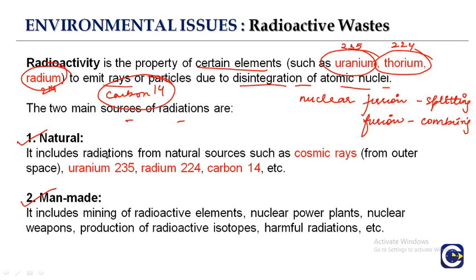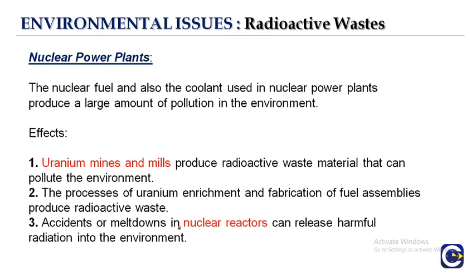Natural sources include cosmic rays, which are coming from outer space, and elements like uranium 235, radium 224, carbon 14, etc. And we have man-made sources. They include the mining of radioactive elements, digging into the earth, near nuclear power plants and nuclear weapons. Production of radioactive isotopes releases harmful radiations, and that is all by human activity. That is human made.